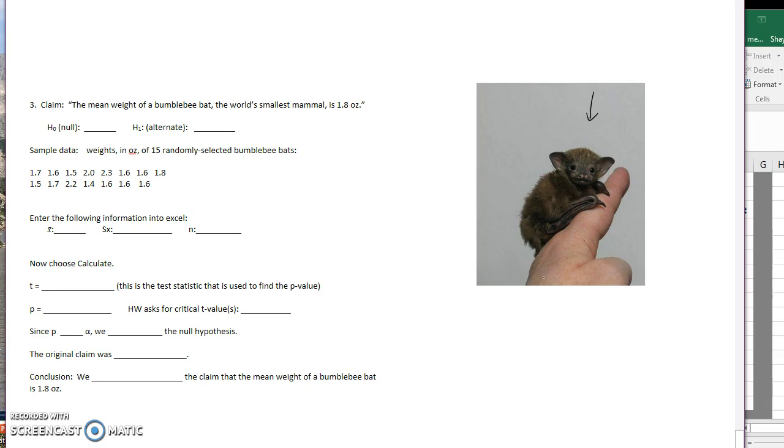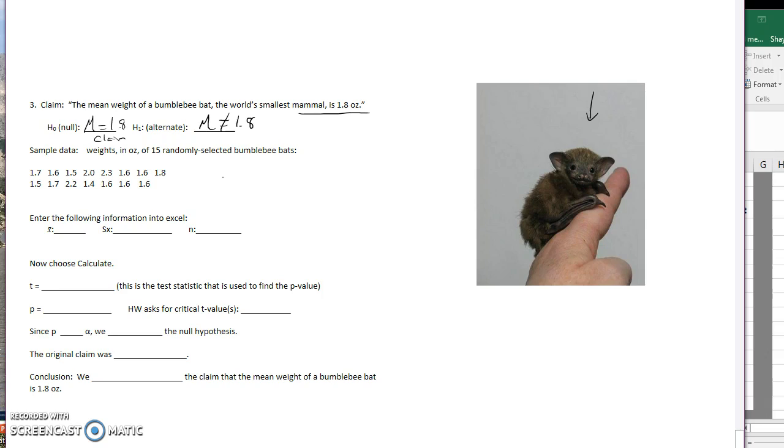Anyway, let's set up the null and alternative hypothesis. They're claiming that the mean weight is 1.8 ounces. So the null hypothesis is actually going to be our claim here, that it is, oops, not 1.6, but 1.8 ounces. So I'm going to mark that as the claim. If my claim is that it is 1.8 ounces, the alternative is that it is not 1.8 ounces.